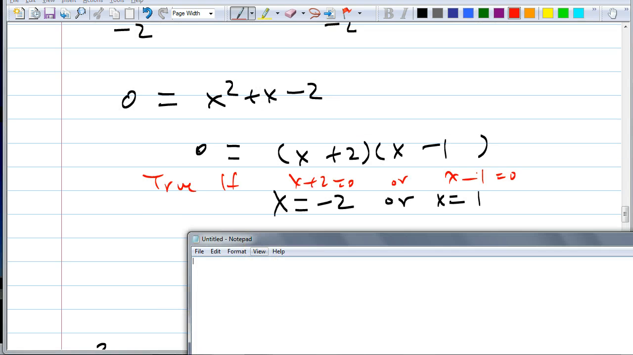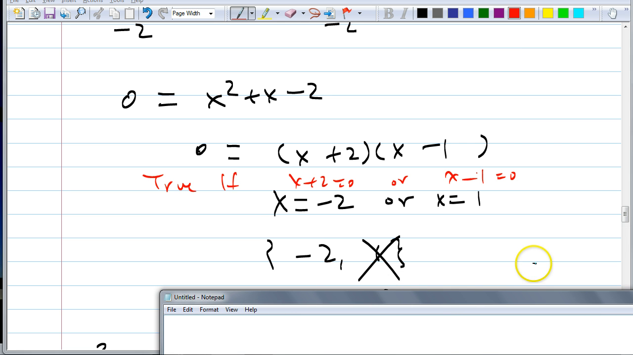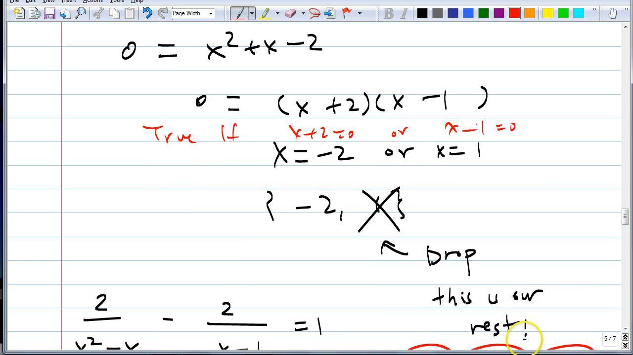Now, do we have the answer right now? No. We got 2 solutions here. We gotta check and see if one of these was one of our restrictions. We had two restrictions before, right? What were they? 0 and 1. Uh-oh. Can we use x equals 1 here? No. So then we only get negative 2. We gotta drop this one because this was your restriction, right?